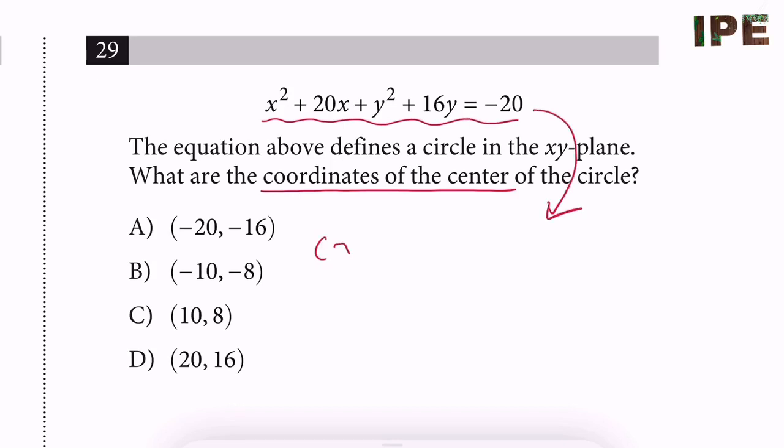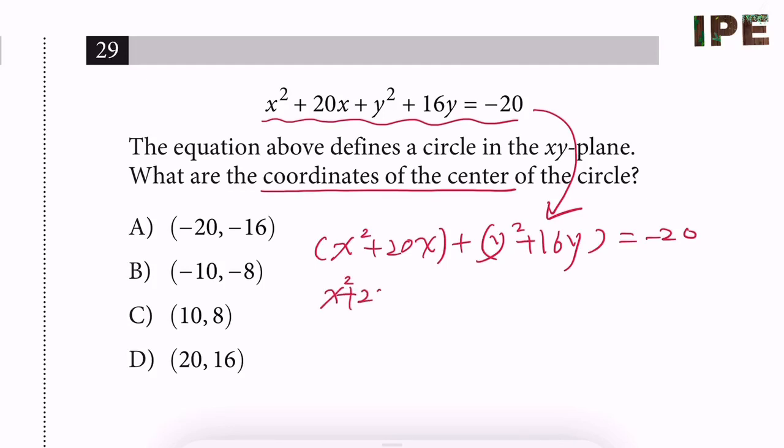So I'm going to group x squared and 20x together, and then y squared plus 16y together. That is equal to negative 20. I want to make these two groups perfect squares. To make a perfect square, remember that we have to add half of these numbers squared. Half of 20 is 10. 10 squared is 100. So you can add 100.